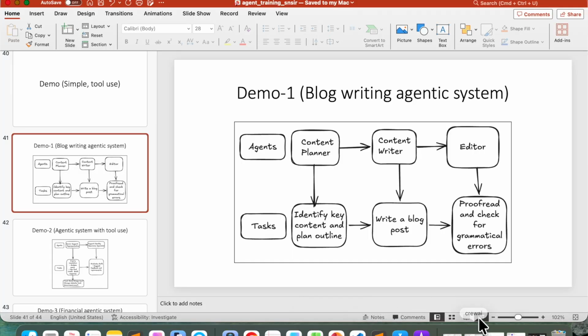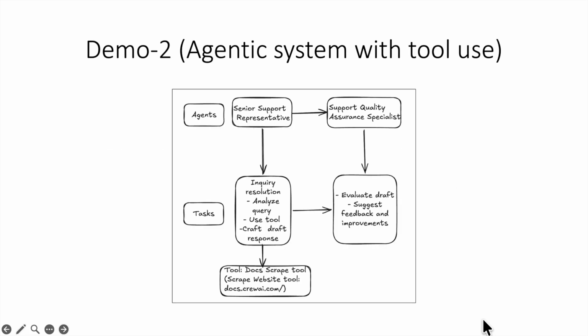For the next demo, the next use case, right? We are building a customer support multi-agentic system. Here we have defined two agents, right? A senior support representative and a support quality assurance specialist. Now the task of this particular agent is inquiry resolution. So analyze the query. On this platform, let's say some query comes and this system has to resolve that query using some external information, right?